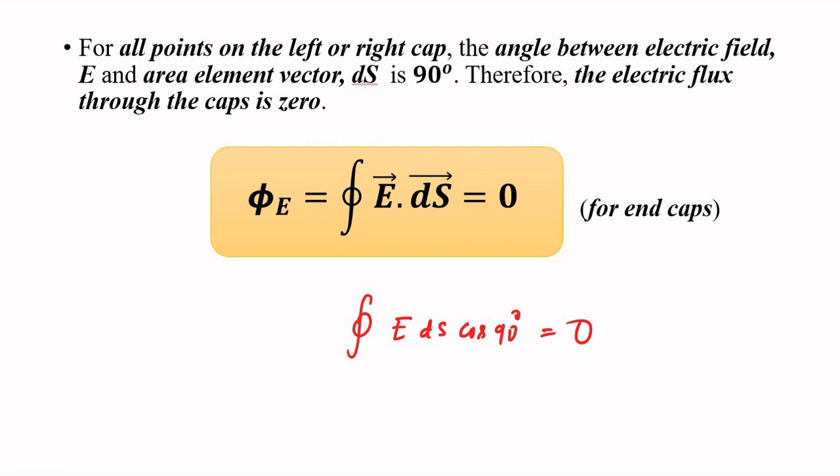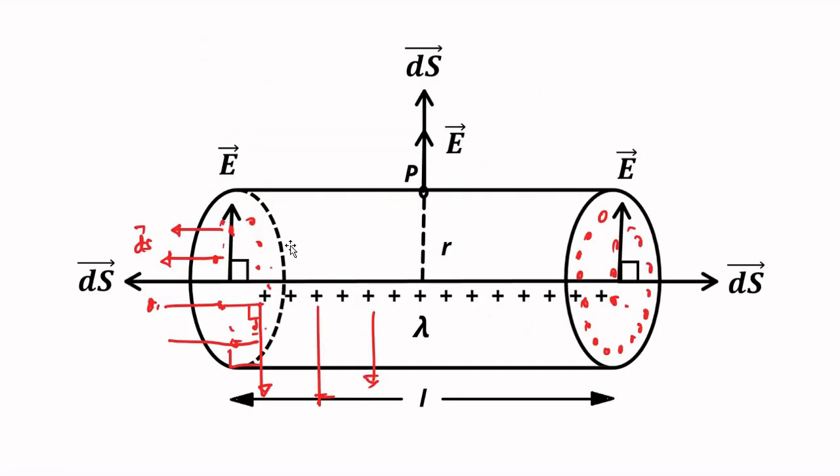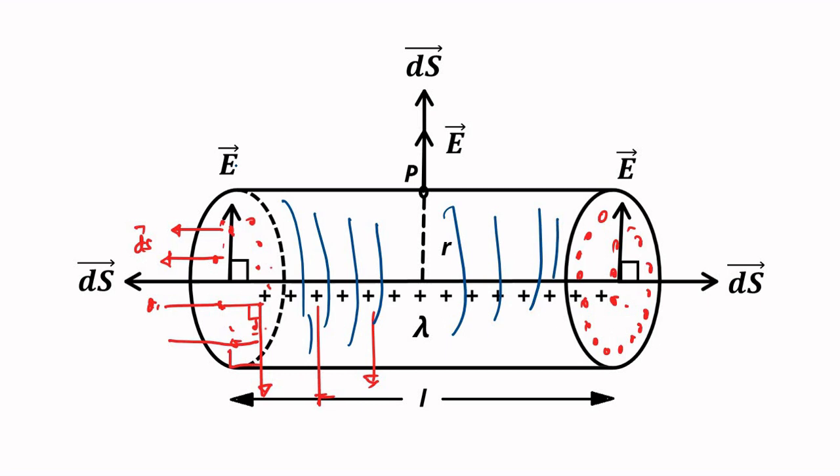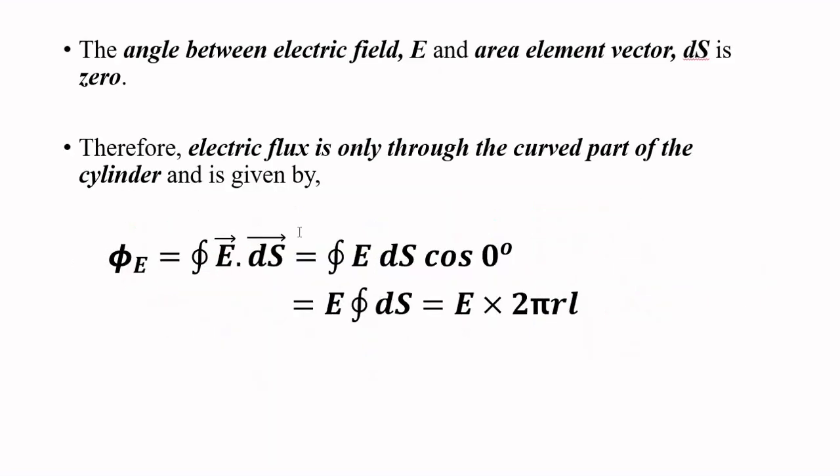Now for the cylindrical portion, like I explained, the angle between E vector and ds vector for all the points on the cylindrical surface is 0 degrees, they are in the same direction. So for the cylindrical portion, the electric flux is again the closed surface integral of the electric field vector dot the surface area vector, which is equal to E ds cos 0 degrees.